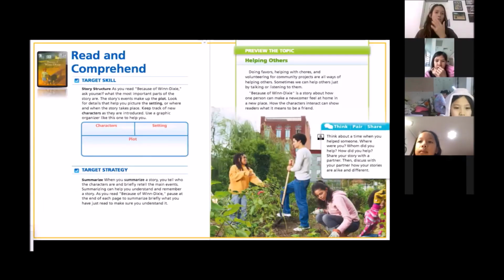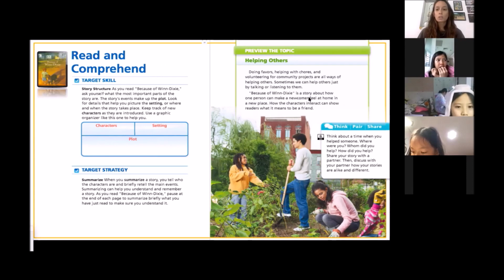We're going to talk about Because of Winn-Dixie. So we need to talk about story structure. As you read Because of Winn-Dixie, ask yourself what the most important parts of the story are. The story's events make up the plot. Look for details that help you picture the setting, or where and when the story takes place. Keep track of new characters as they are introduced. Use a graphic organizer like this one to help you.